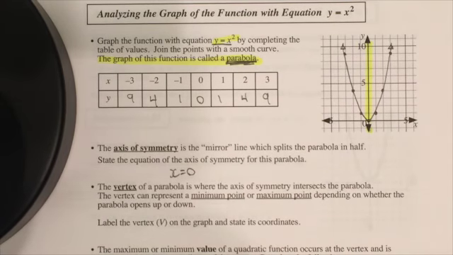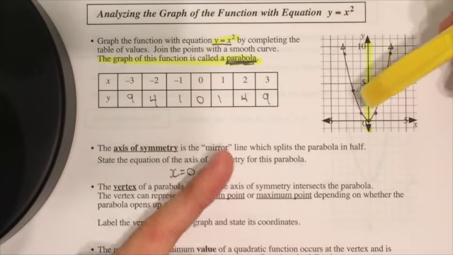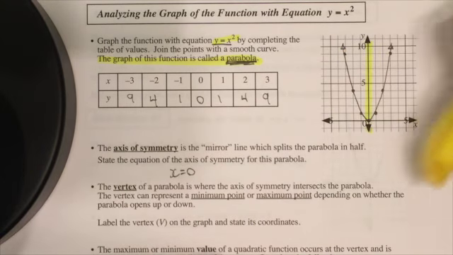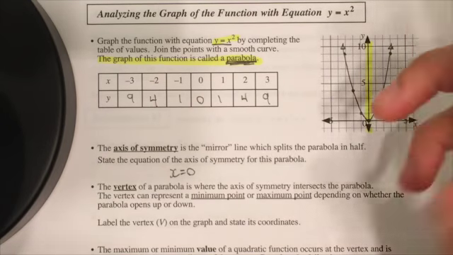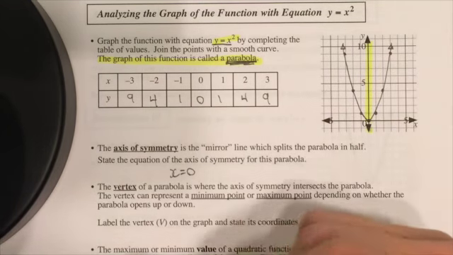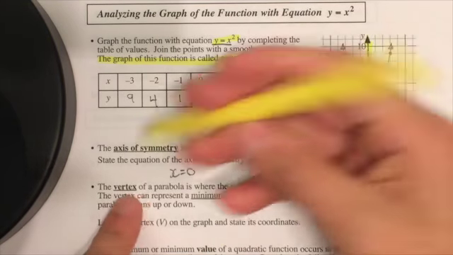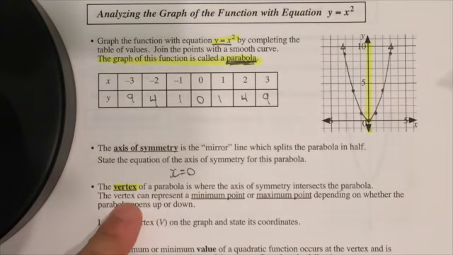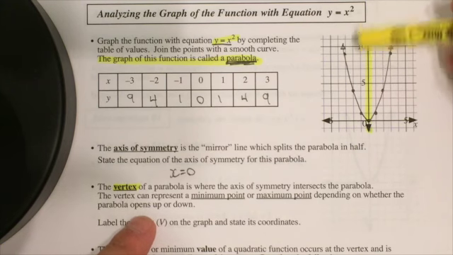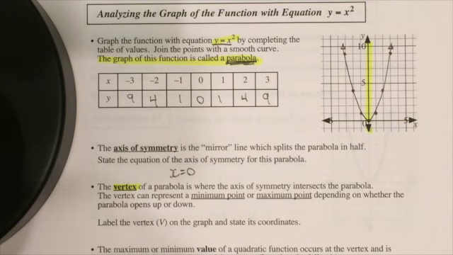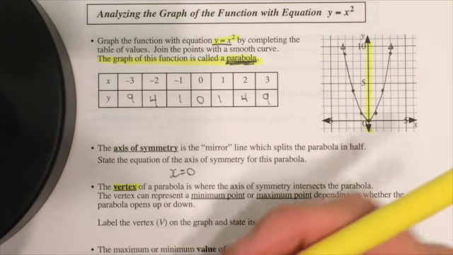Okay, so basically, whenever you have a parabola that's moved across your y-axis, the point where you can split that parabola in half and you have two equal sides is known as the axis of symmetry. The next thing we're going to look at is the vertex of the parabola, and this is where the axis of symmetry intersects, and that point creates a minimum point or a maximum point.